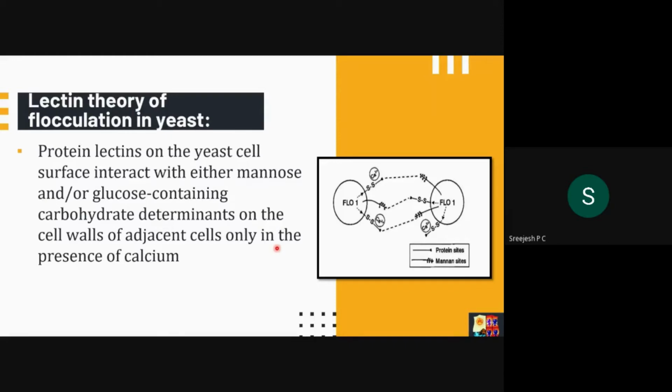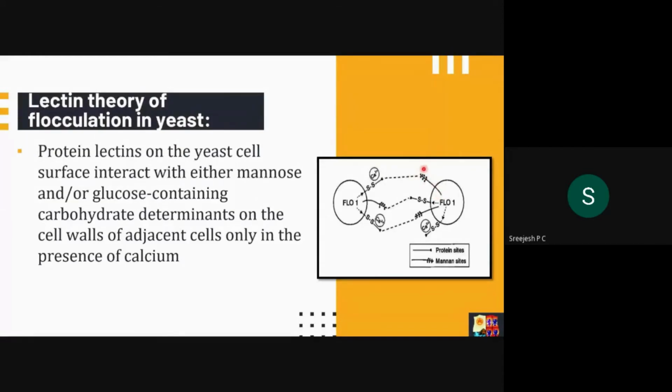Here, they are explaining another theory, called the lectin theory of flocculation in yeast. For example, consider this as a flocculating strain of yeast. This flocculating strain will synthesize the lectin protein, and this lectin protein will interact with either the glucose or the mannose present on the outer cell wall of the adjacent yeast cell. So you will have the lectin protein coming and interacting with the mannan site.